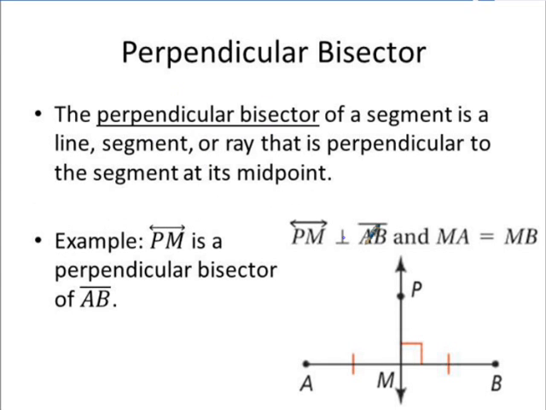Perpendicular bisector. A perpendicular bisector of a segment is a segment, line, or ray that is perpendicular to the segment, so it hits it at a 90-degree angle, at its midpoint. That's important, so it's the midpoint also. Okay, so PM is a perpendicular bisector of AB, and AM is equal to MB.